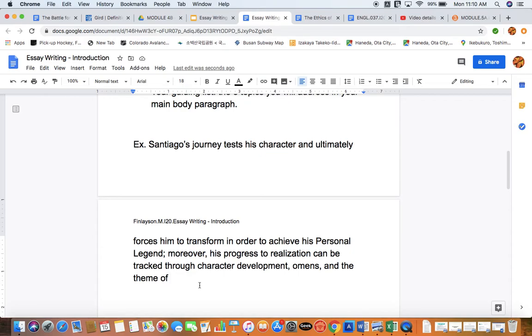So let's look at what we've got so far here. Santiago's journey tests his character and ultimately forces him to transform in order to achieve his personal legend. Okay, so there we go. I've got my thesis punch, which sounds fairly strong. So I'm going to talk about Santiago, his character, and how he changes through this story, and how his personal legend is drawing him forward towards that big change, right?